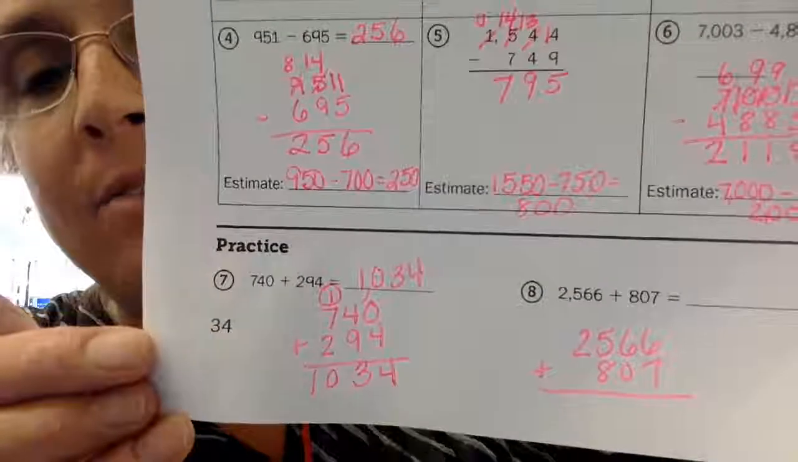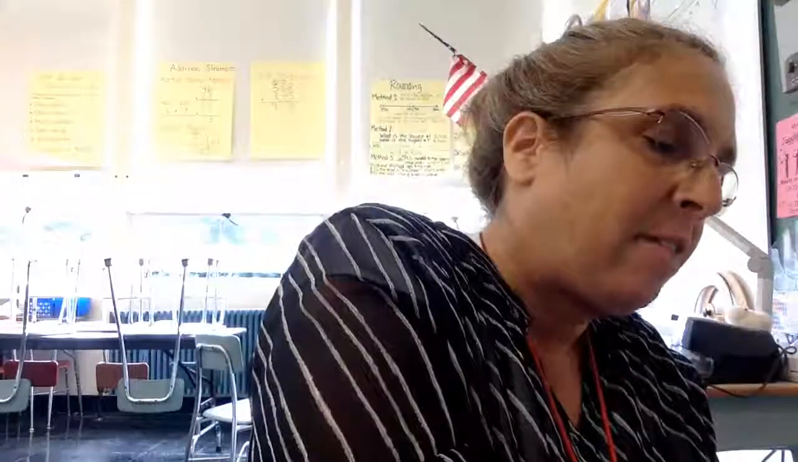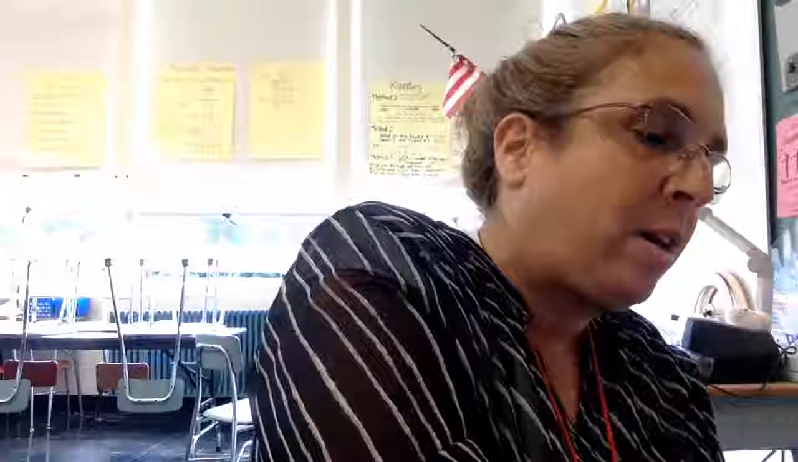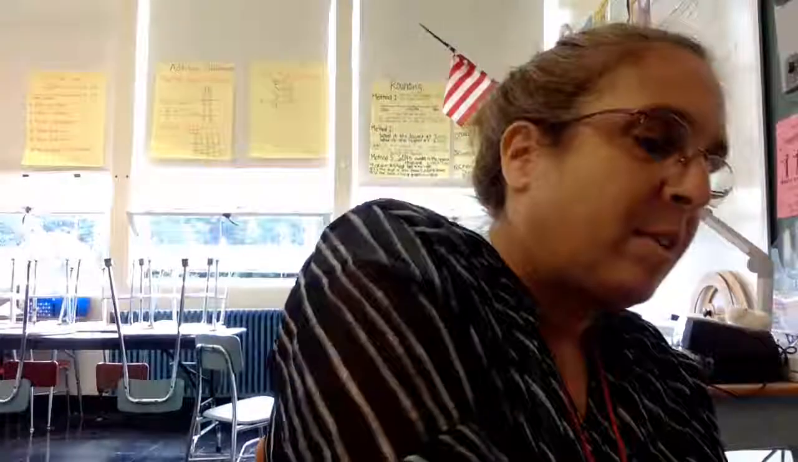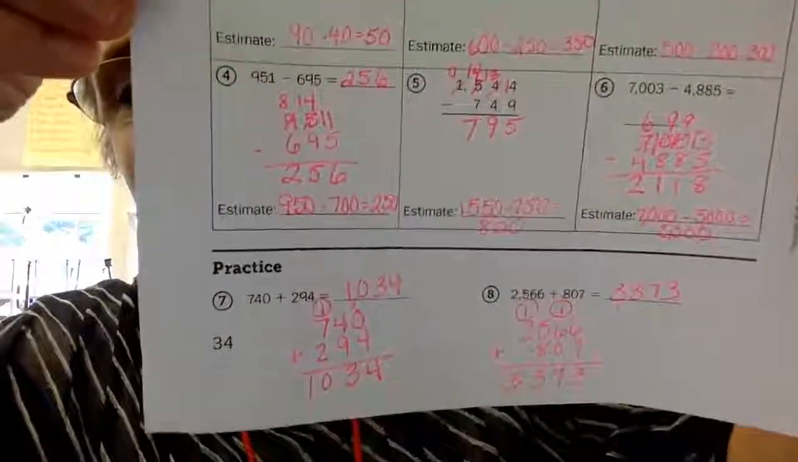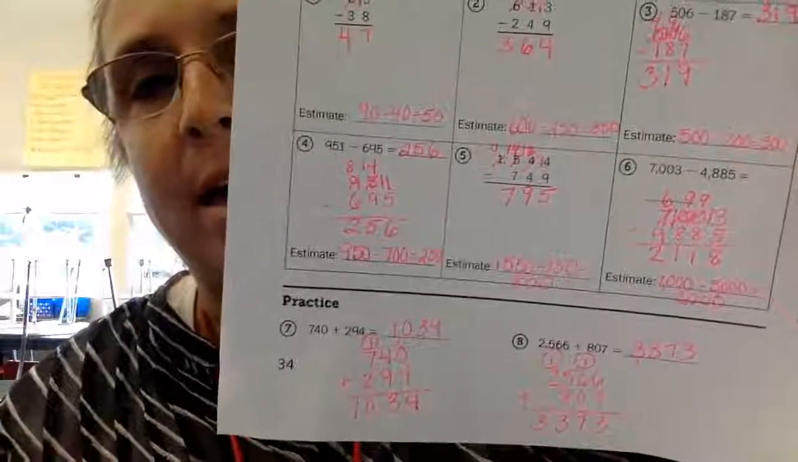And then 2,566 plus 807. 6 plus 7 is 13. Carry the 1. 6 plus 1 is 7. 8 plus 5 is 13. Carry the 1. And 2 plus 1 is 3. So 3,373.